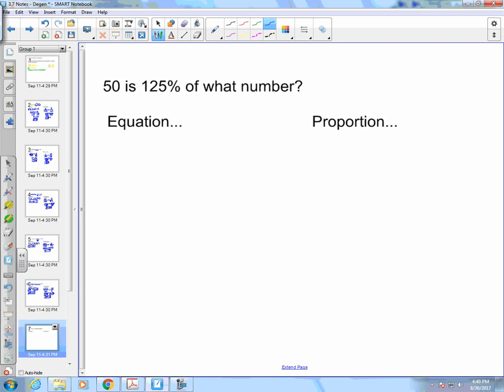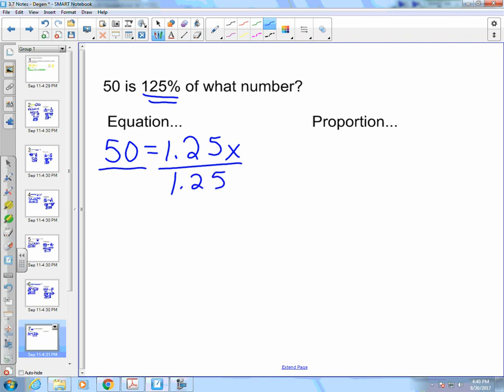Go ahead and do this problem, stop the video, and then come back in. We have 50 is, change this to its decimal equivalent, 1.25. Of what number is times x? So we have to divide by 1.25 on both sides. When we take 50 divided by 1.25, that leaves us with x equal to 40.